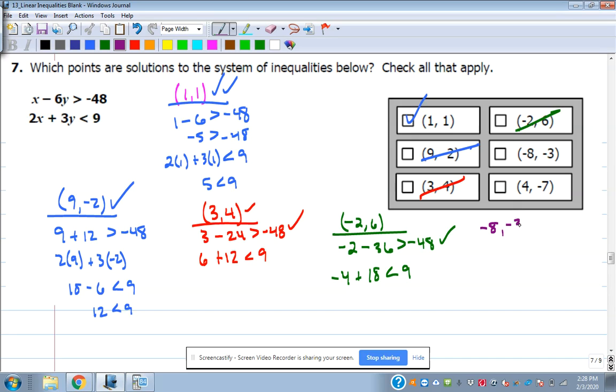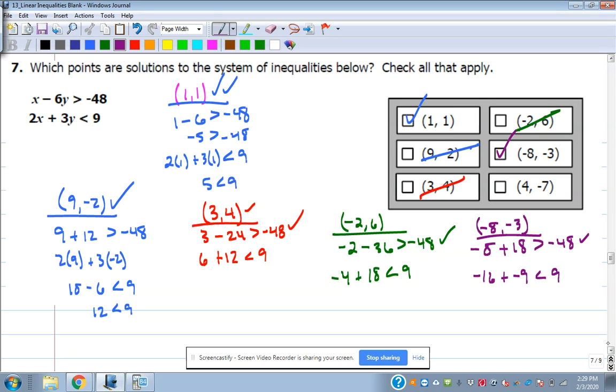Negative 8, negative 3. Negative 8 plus 18. Is that greater than negative 48? Yes. All of these have worked in the first inequality, but it seems like the second inequality is the problem. So for the second inequality, we have 2 times negative 8 is negative 16. 3 times negative 3 is negative 9. Is that less than 9? Is negative plus negative less than a positive? Yeah, it's always less. It doesn't even matter what number that is. So that one works in both of them.